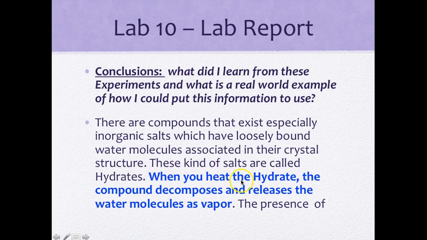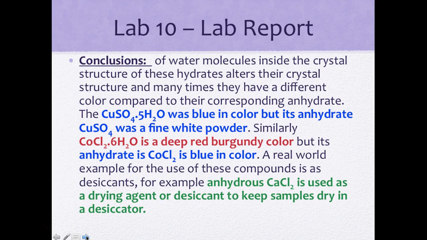So when you heat the hydrate, the compound decomposes and releases the water molecules as vapor. Once those water molecules leave the crystal structure of the hydrate, it alters the structure, and so many times those anhydrates are going to be different in color compared to their corresponding hydrate. So CuSO4·5H2O was blue, but its anhydrate was that fine white powder.